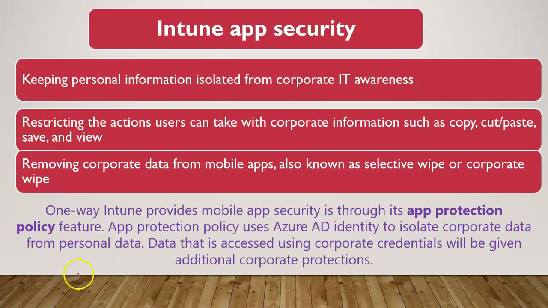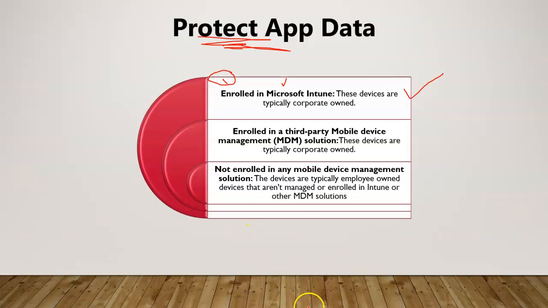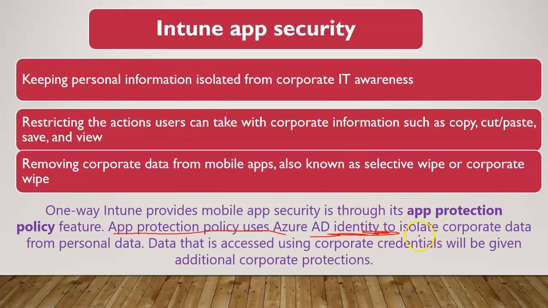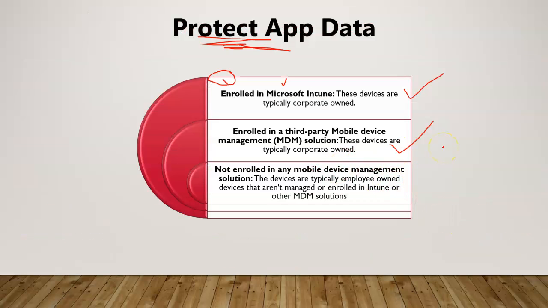If you can go back to this statement, we said that the app protection policies use Azure identity, because whatever identity we are giving, the users are actually trying to access on another third-party MDM, but the user is coming from our Azure identity. That's where we are going to apply the policy. That's where we are actually isolating those corporate data.